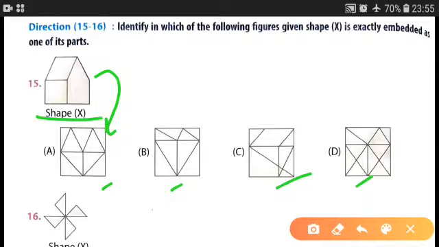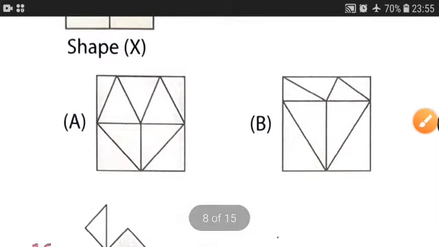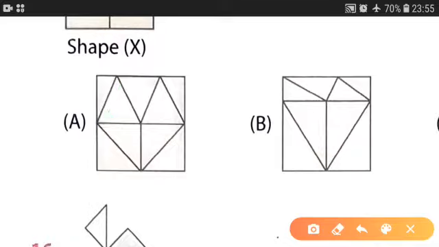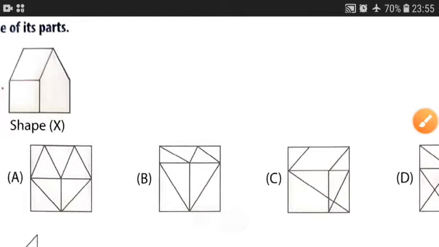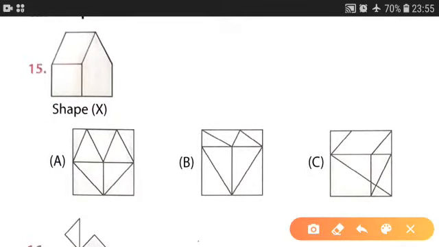Means is this shape inside these 4 shapes or not. In which of the following 4 options is this shape? This we have to find out. Okay, so let us check. If we see option A, you can see this, and like this and like this and like this. Okay, so have you got it or not? Yes, we have got our desired shape in option A. So the correct answer will be option A.